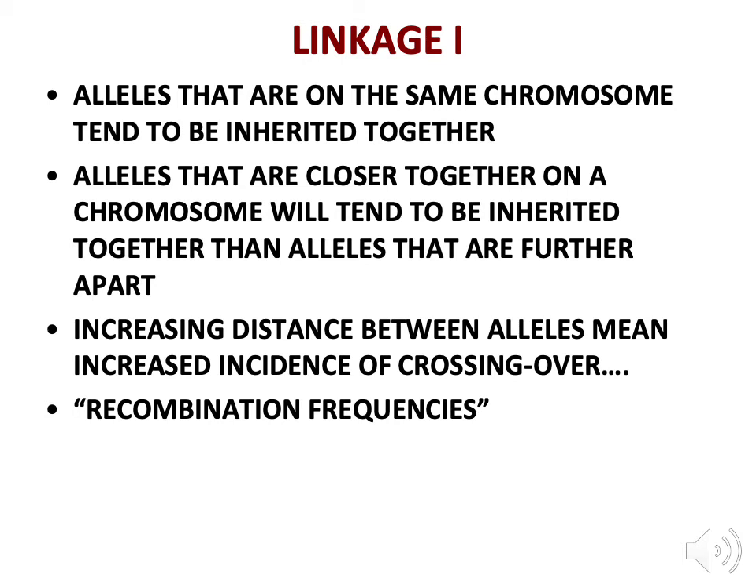Now, let's take a look at our bullet points. Linkage. Alleles that are on the same chromosome tend to be inherited together. They are said to be linked, or they belong to a linkage group. Alleles that are closer together on a chromosome will tend to be inherited together, more so than alleles that are further apart. Increasing distance between alleles means an increased incidence of crossing over. There's an increased chance that they're going to be separated through the crossing over event.